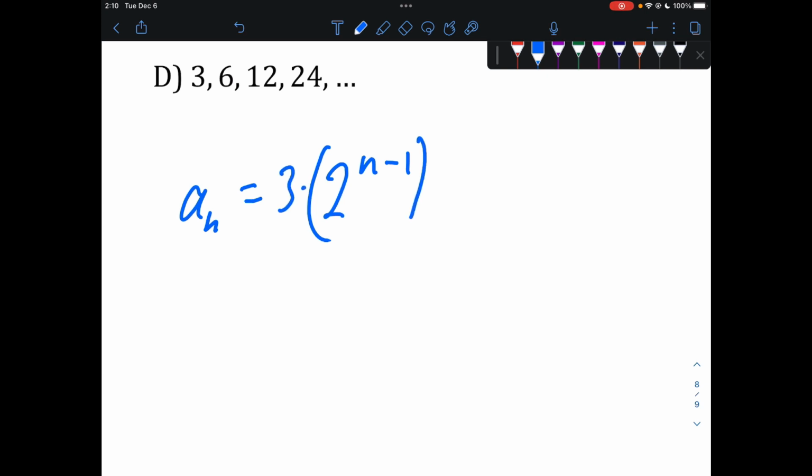So now let's check this. If I put 1 in, this would be gone, and we get 3. If I put 2 in, I would get 2 to the first, which is 2, times 3, which is 6. If I put 3 in, I would get 3 minus 1, which is 2, squared, so 2 squared is 4, times 3, 12. So this is going to work. And again, I'm going to teach you a much easier way to come up with this formula very soon, but for right now, I'm just trying to get you to recognize patterns.